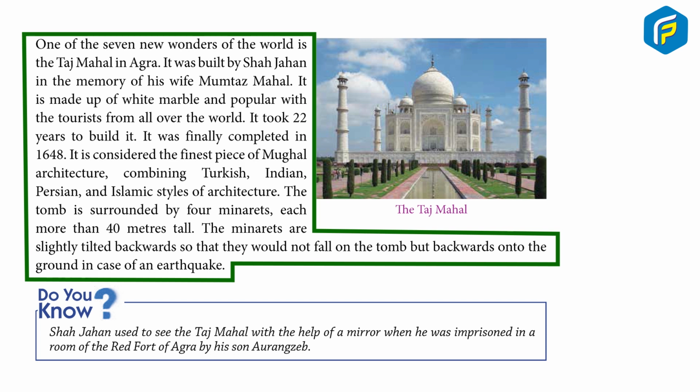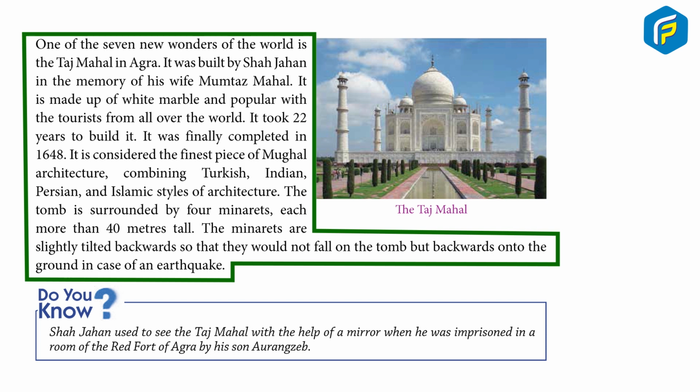One of the 7 new wonders of the world is the Taj Mahal in Agra. It was built by Shah Jahan in the memory of his wife Mumtaz Mahal. It is made of white marble and is popular with tourists from all over the world. It took 22 years to build and was finally completed in 1648. It is considered the finest piece of Mughal architecture, combining Turkish, Indian, Persian and Islamic styles of architecture.